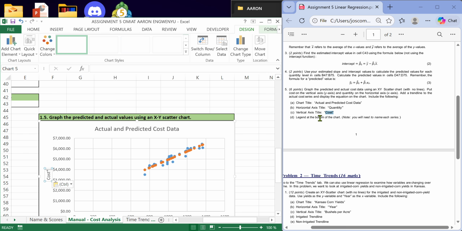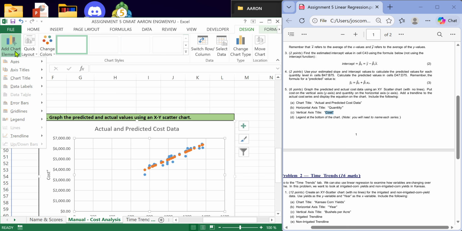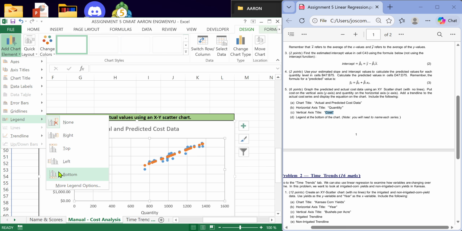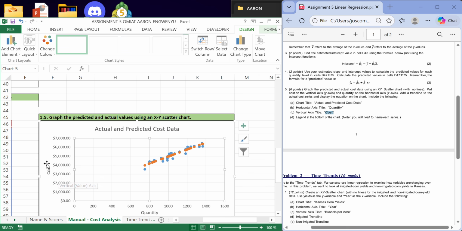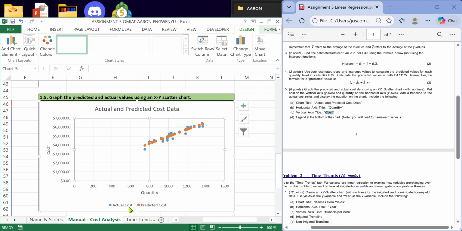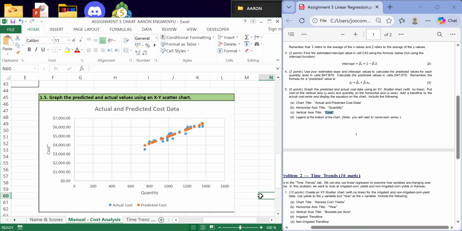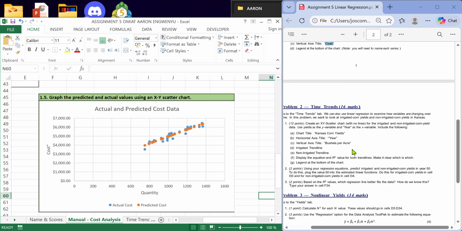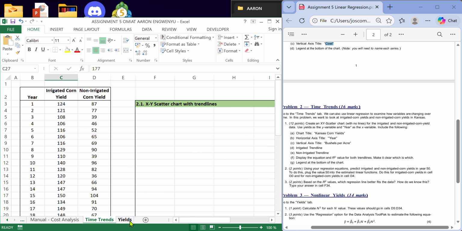Add the legend at the bottom of the chart. Note you will need to name each series. Okay, legend at the bottom: actual cost, predicted cost. I think that's done. And with that, we have finished the first part. Save that. Put problem 2, time trends.